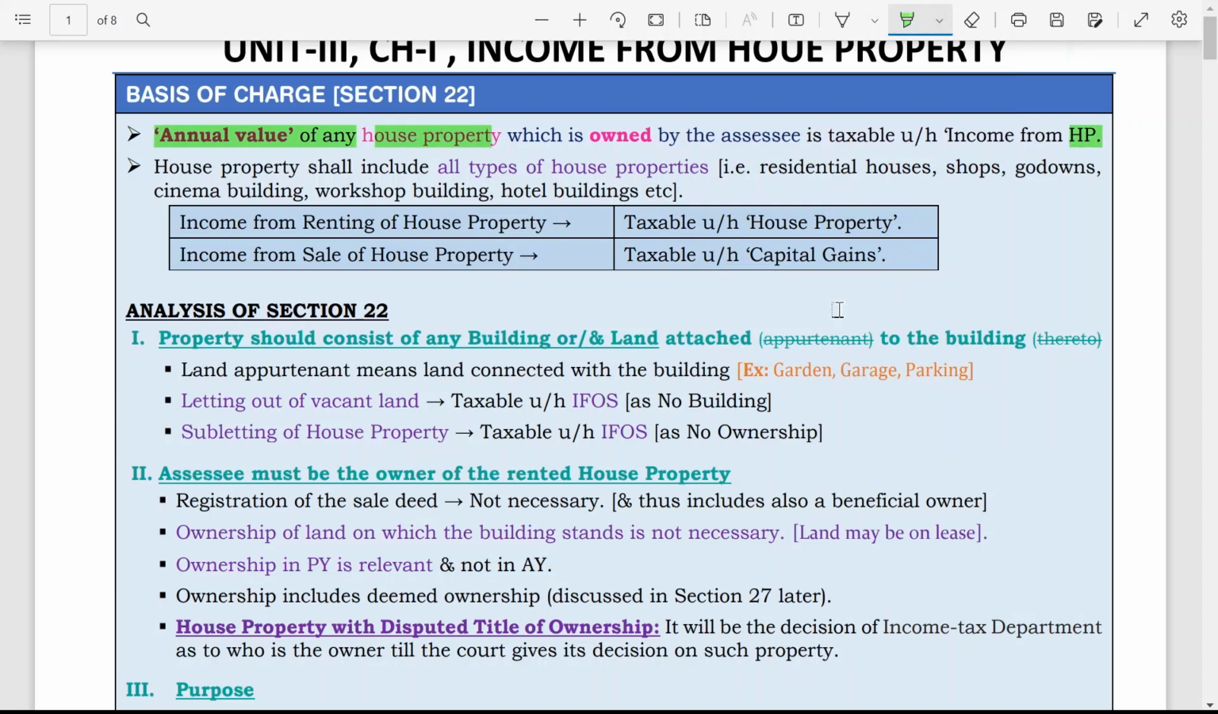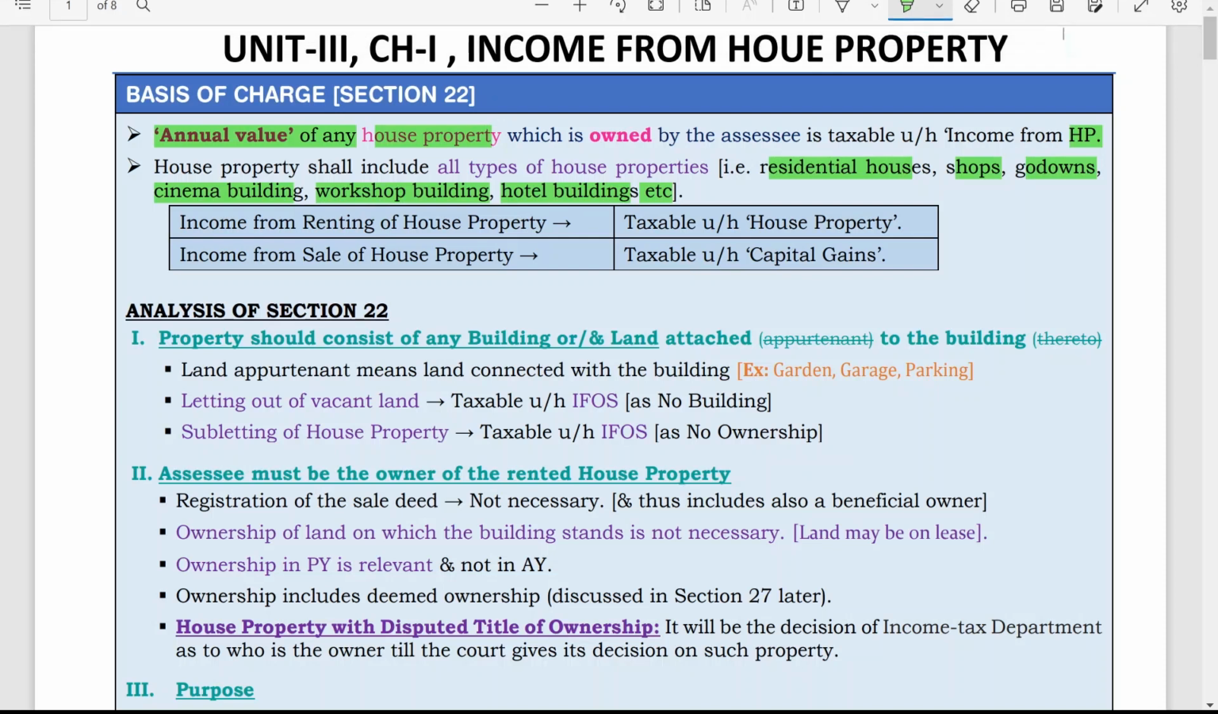House property shall include all types of house properties, whether it is a residential house, shops, godowns, cinema building, workshop building, hotel building, etc. Whether you have let out the property for residential purpose or for cinema building, workshop building, or any commercial purpose, it is considered as income from house property. Income from renting of house property is taxable under the head income from house property, but income from sale of house property is taxable under the head capital gain, because they are two different concepts. If you sell the house property, then whatever gain arises is taxable under the head capital gain.